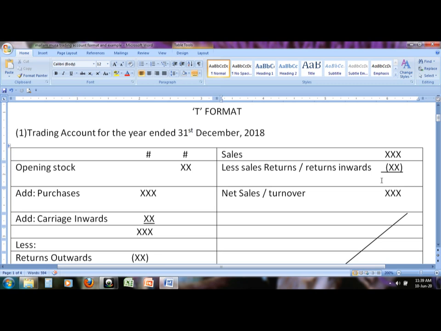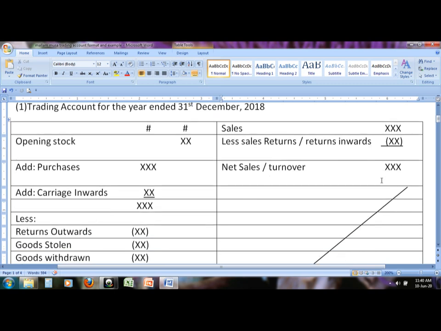The items you are to get when preparing a trading account are: opening stock, closing stock, purchases, sales, return inward or sales return, return outward or purchases returns, carriage inward, goods withdrawn, goods destroyed, goods stolen, net profit, gross profit, gross loss, cost of goods available for sale, and cost of goods sold. All these are terms in trading accounts.